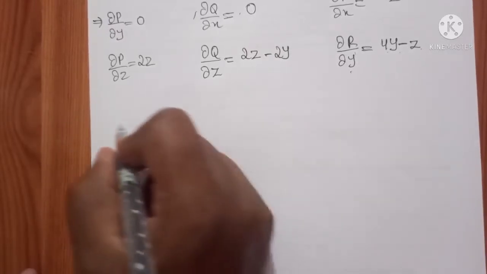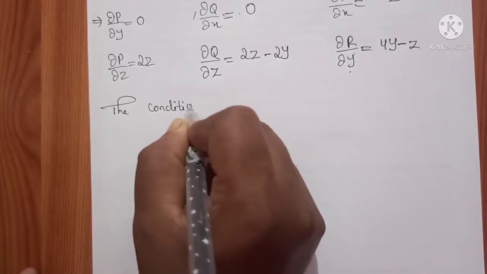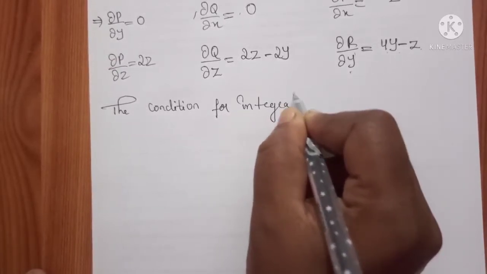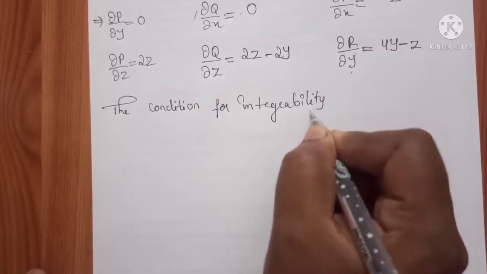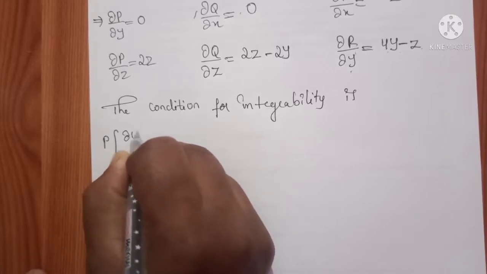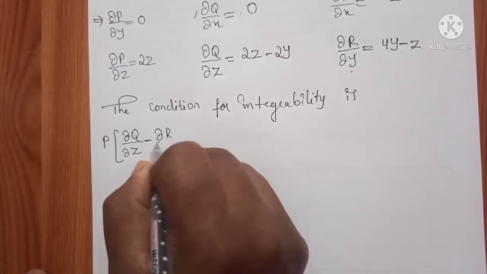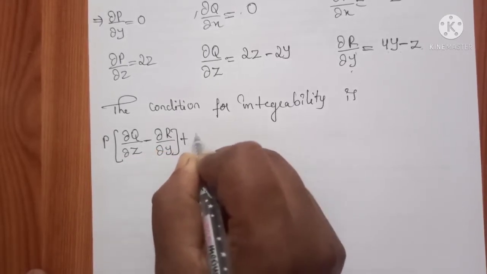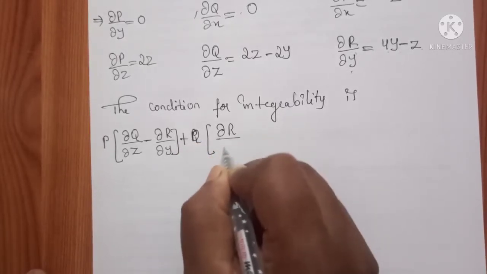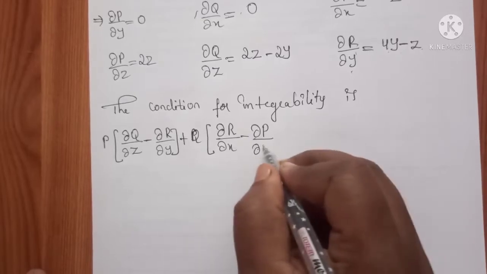Now we substitute in the condition for integrability. The condition for integrability is given by p into dou q by dou z minus dou r by dou y, plus q into dou r by dou x minus dou p by dou z.